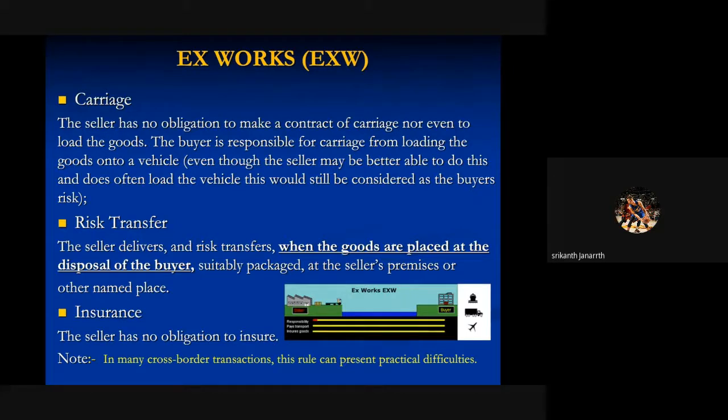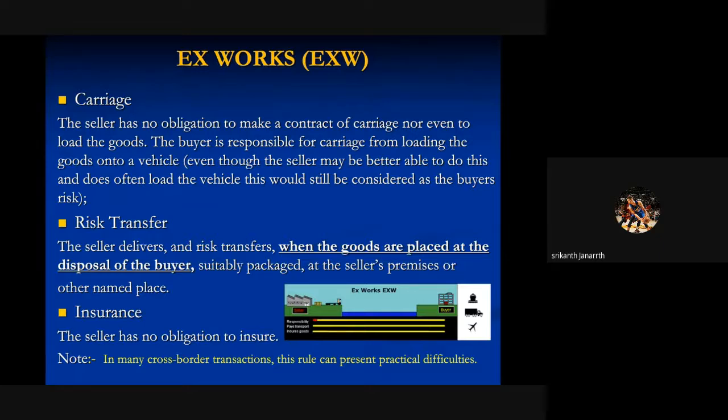Here is Ex Works, EXW, where the seller says goods are ready at my warehouse. Now you could see Ex Works can be used for all modes of transport. That is what you could see in the picture: there is a flight, a roadway, rail even included, and the seaway, ship, right? So this term can be used for any mode of transport. The simple theory: the seller keeps the goods ready at his warehouse.